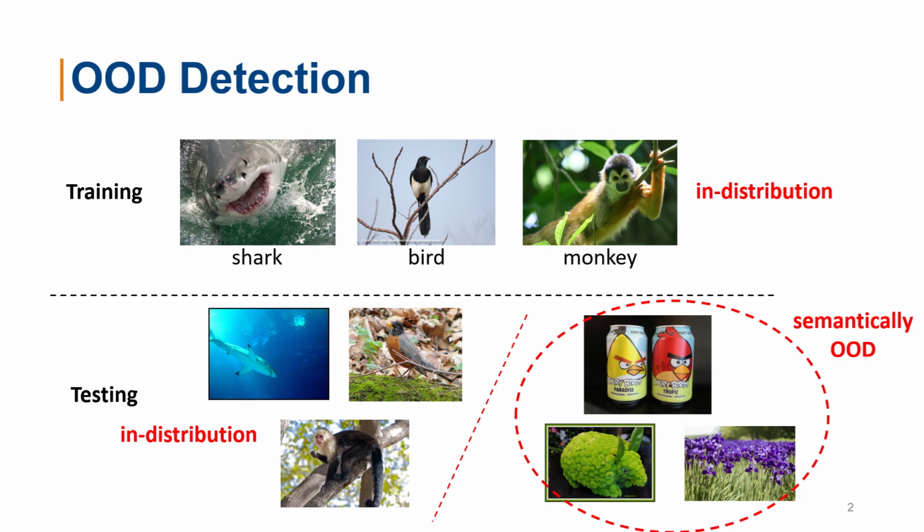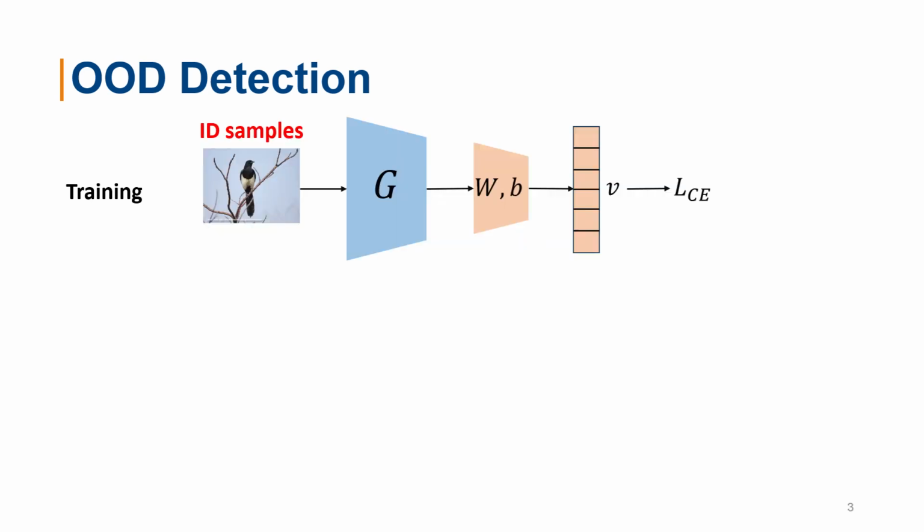We have a training set containing several training classes. Then, during testing, test samples can belong to training classes, which are ID samples. They can also belong to classes outside the training classes, which are semantically out-of-distribution samples. The aim of OOD detection is to separate ID and OOD samples during inference to ensure a safe prediction.